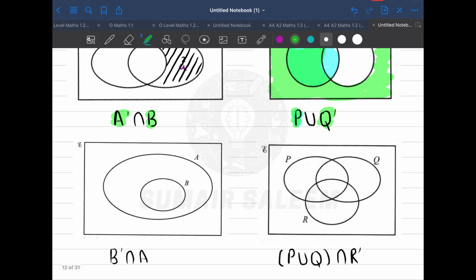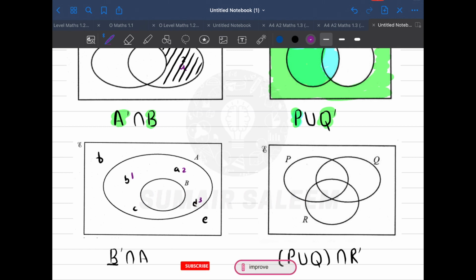Now it says B complement intersection A. What does B complement mean? Everything other than B. So it's going to be this area. A, B, C, D, E, and F. Got this? Then it says intersection A. So write down numbers in entire A, right? So guys, which area contain numbers and letter both? This one. Do you get this?